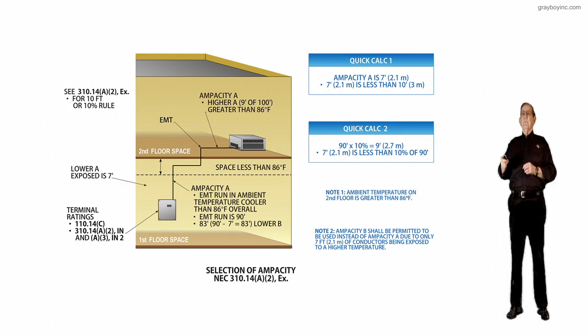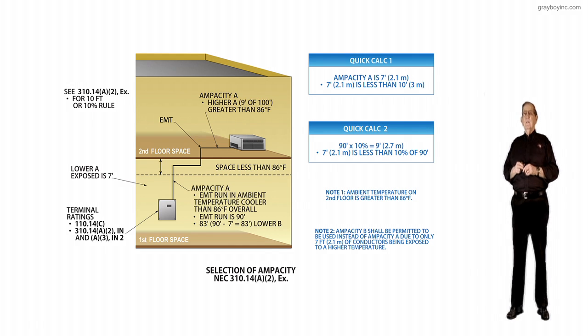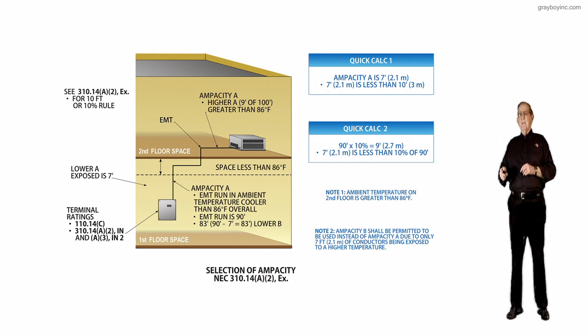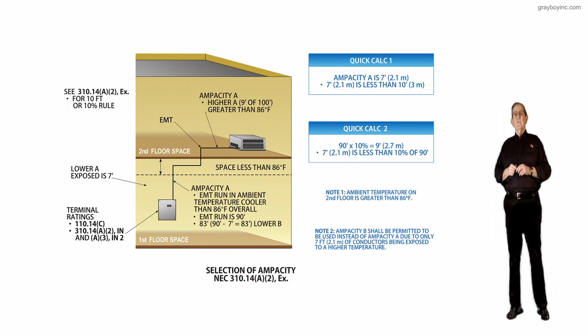Now look at your quick calc up here. Ampacity is 7 feet. So 7 feet is less than 10 feet, as you see here. 7 feet is less than the 10 feet, and your higher is just 9 feet of 100 feet. So calculation 2, 10% of 90, that's where you get the 9 feet up here, see? 10% of the 90. So note 1 says the ambient temperature on second floor is greater than 86 degrees Fahrenheit. But have you exposed more than 10 feet of it? See, that's the rule. Ampacity shall be permitted to be used instead of ampacity A due to only 7 feet of conductors being exposed to a higher temperature.